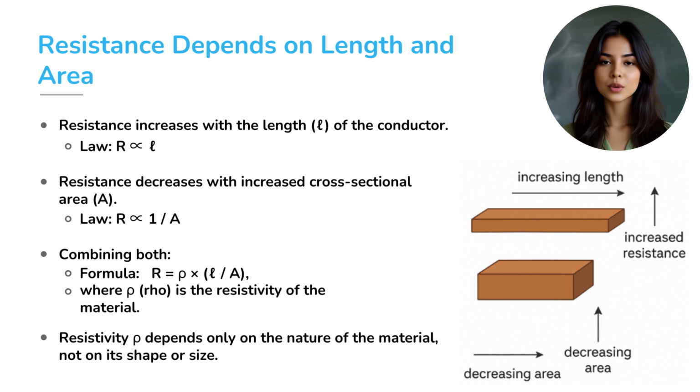Combining both, the formula becomes resistance equals resistivity times length divided by area, spelled out, R equals rho times L divided by A, where R is resistance in ohms, rho is the resistivity of the material, L is the length in meters, and A is the area in square meters. Imagine two wires, double the length, and resistance doubles. Halve the area, and resistance also doubles.